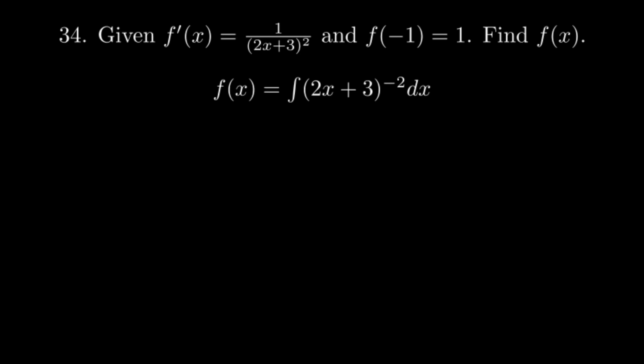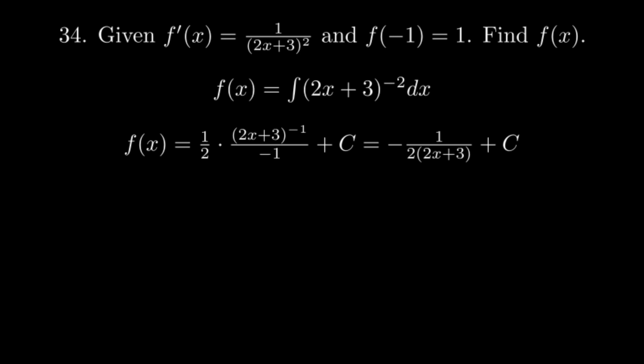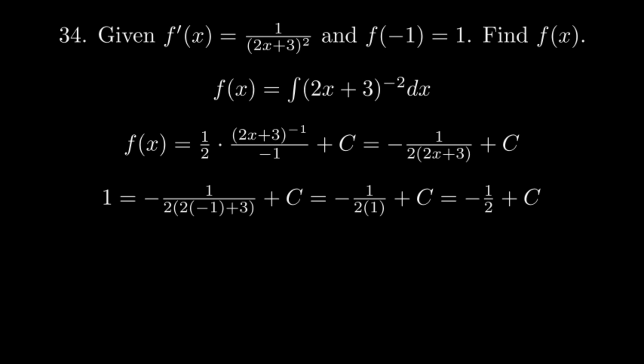Using the power rule for integration with a linear term inside, we get the antiderivative. Now we use the condition f(-1) equals 1 to find c. Solving for c, we get c equals 1 plus 1/2 equals 3/2. So the expression for f(x) is minus 1 over 2 times (2x plus 3), plus 3/2.